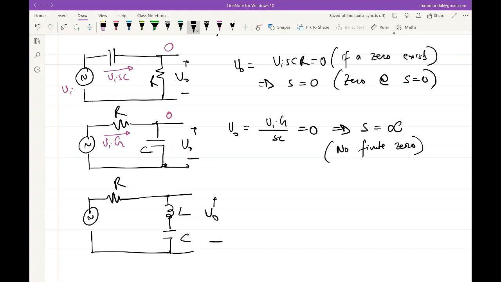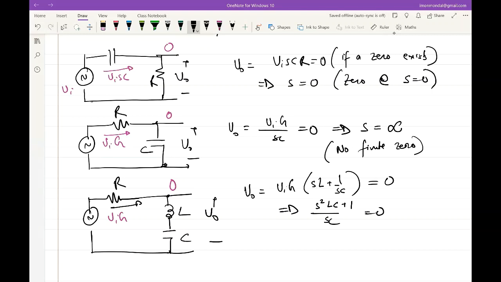That is very specific. So again, let's do the same thing. So this becomes 0. So this current becomes same old, right? Vi times G. So we set V0 to be 0. Now what is V0 now? This current Vi times G times SL plus 1 over SC. Correct? So if we set this to 0, what do we get? We get S squared LC plus 1 by SC is equal to 0, which means we get a 0 at S equal to plus minus J by under root LC. Right? So in this case, we get 2 zeros.